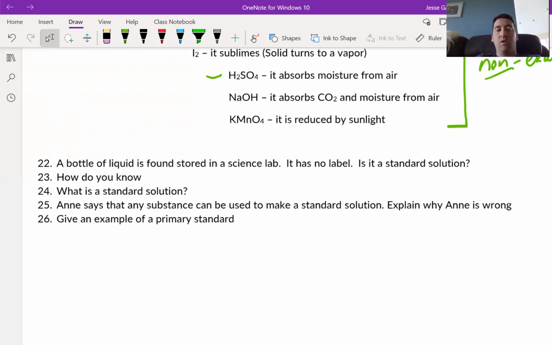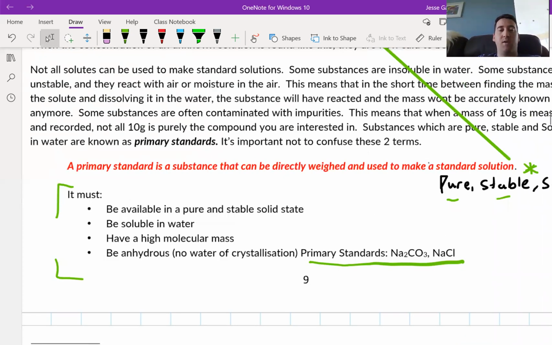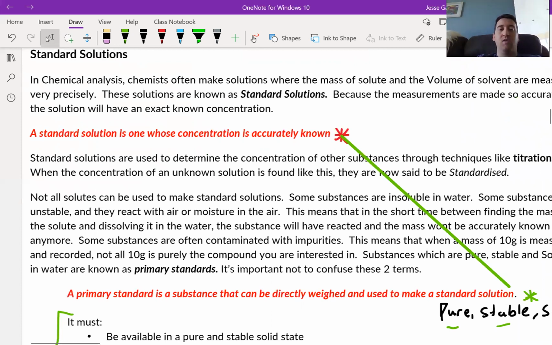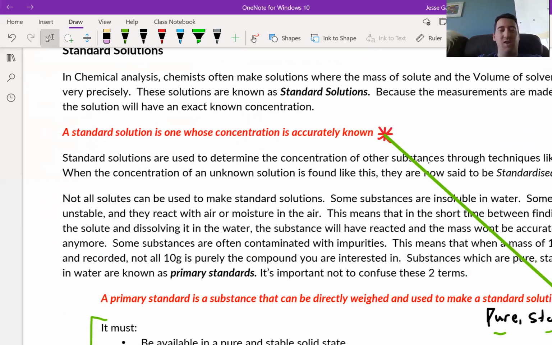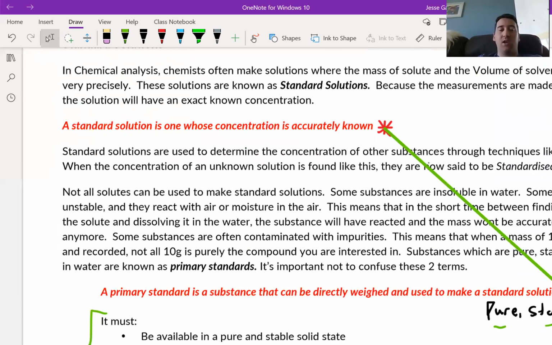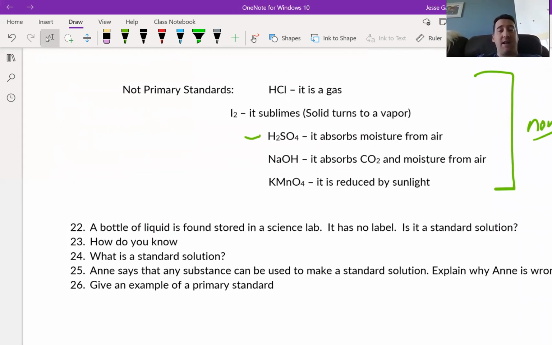Well, we don't know the concentration. So for it to be a standard solution, I was checking to see if you remembered the definition. It's a solution whose concentration is accurately known. If you don't know anything about the solution, someone may have made it as a standard solution, but to you, it's not a standard solution anymore because you don't know the concentration.